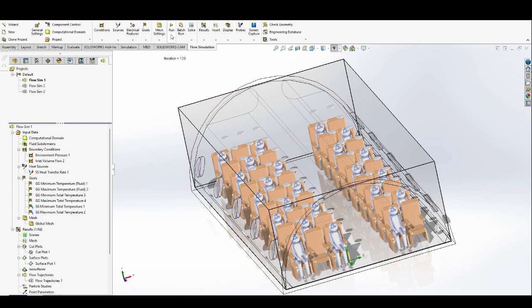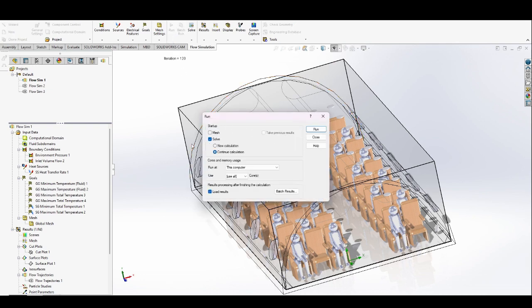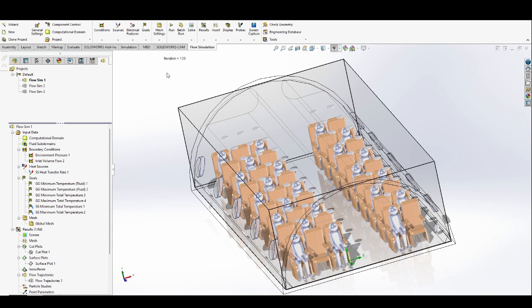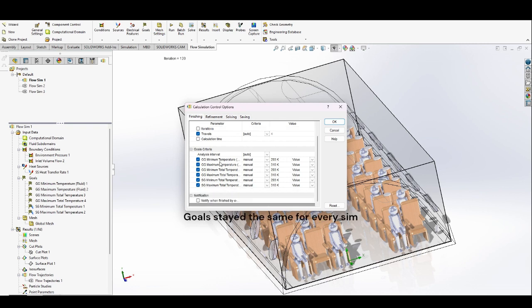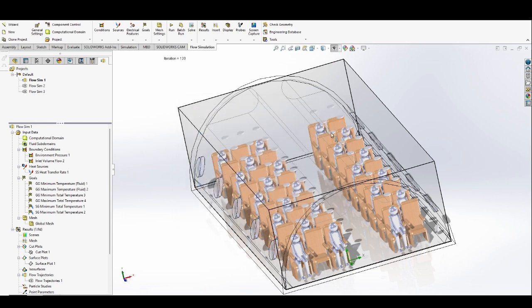Now you can run these simulations without goals, but it'll take about 400 to 500 iterations. So we set goals to make sure that we had a converging point for our simulations. As you can see here, we set minimum and maximum temperatures of the fluids and the total temperature in the cabin, and then also the surface temperature of these passengers. We set it to about room temperature, and then the maximum would be about human body temperature. Although if the cabin got up to 98 degrees, that'd be pretty uncomfortable. And then we ran it.